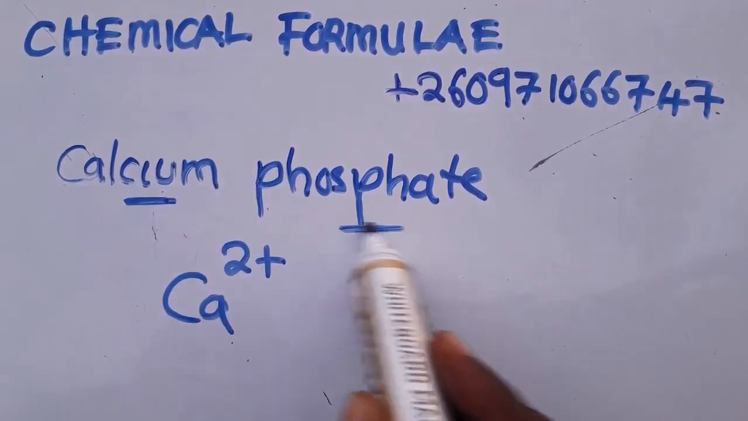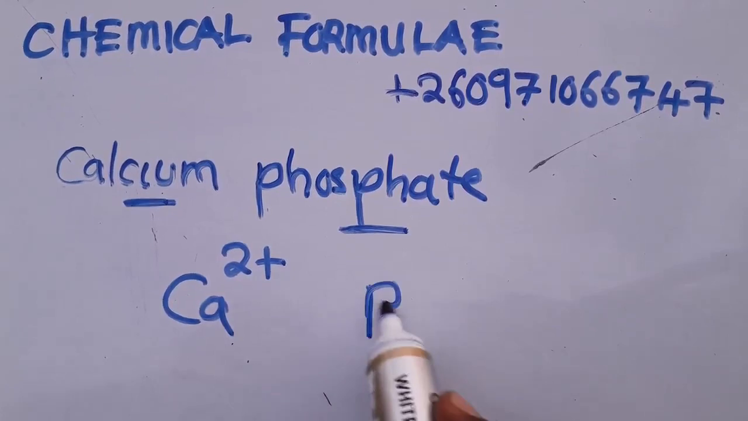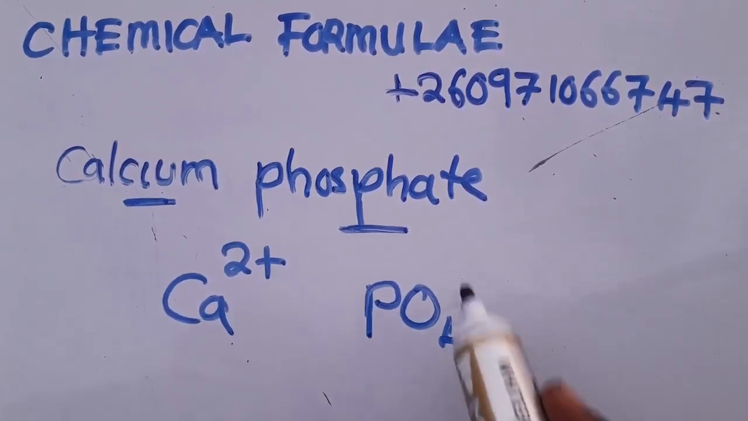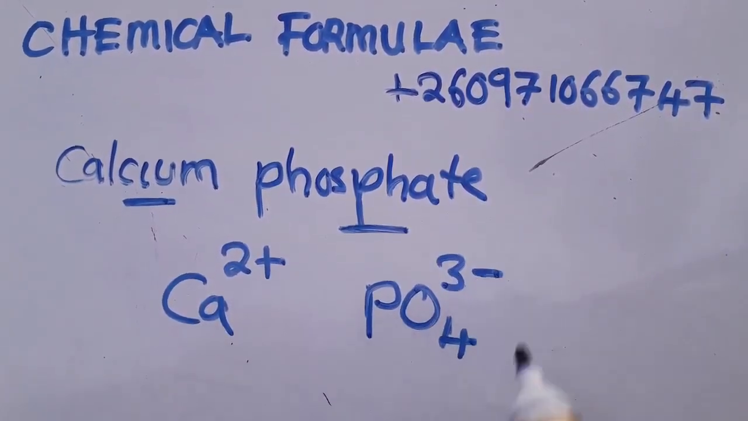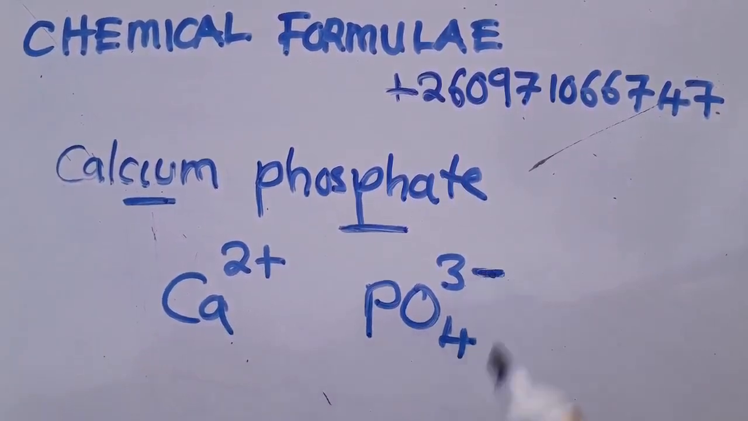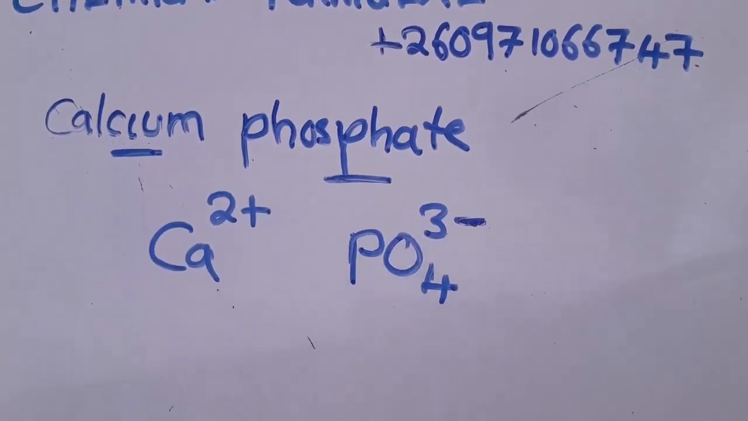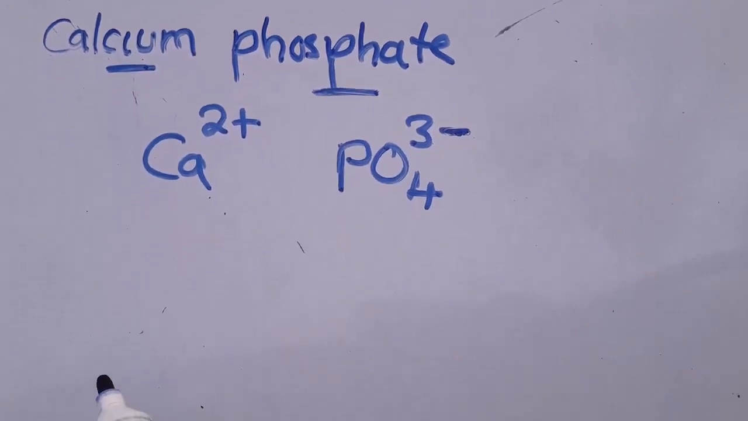Then we've got a phosphate. A phosphate is a radical, written like this, with a 3 on top and a minus, showing you that for this radical to be stable, it gains 3 electrons. So when these two combine, what are we going to have? Valences are going to interchange.